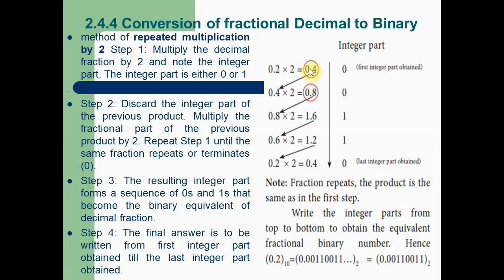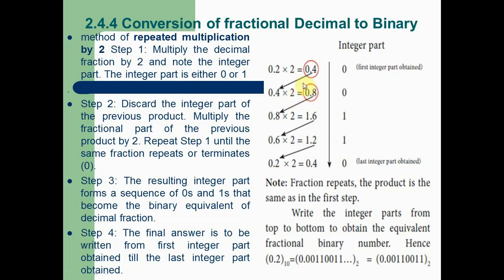Here we note the integer part, which is either 0 or 1. In the second step we take this product and eliminate the integer part, take the fraction part, and repeat the same step 1. Again we multiply the last product by 2, and we get the second product 0.8.